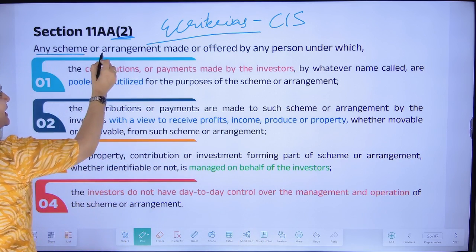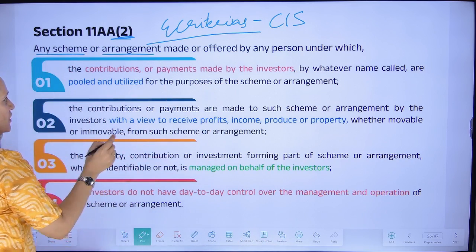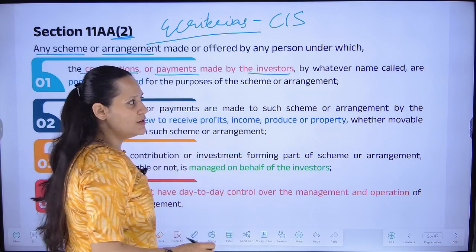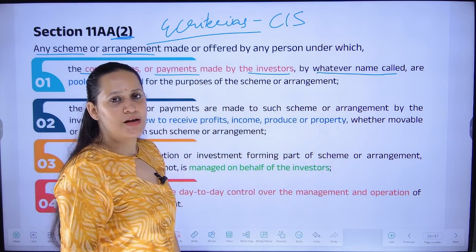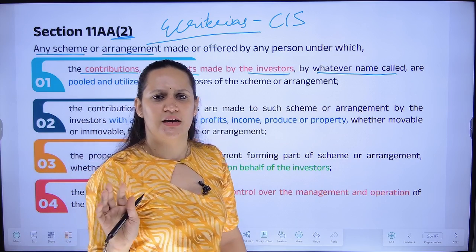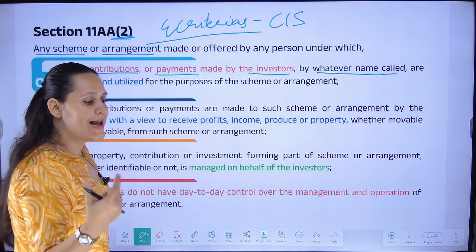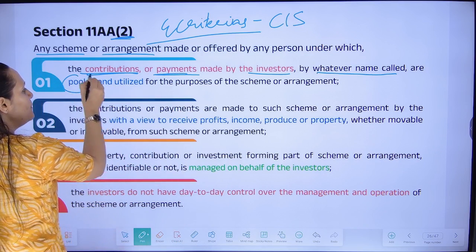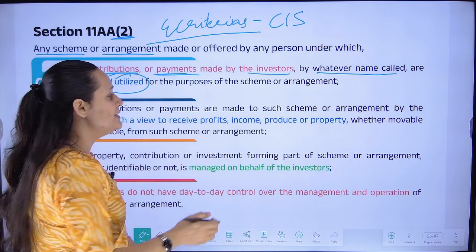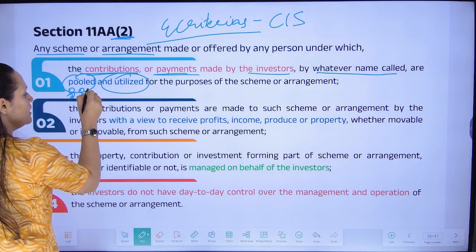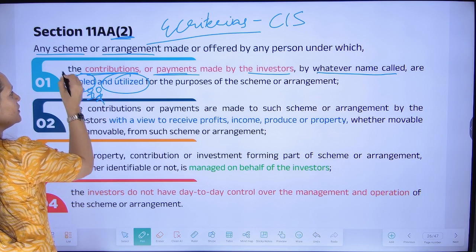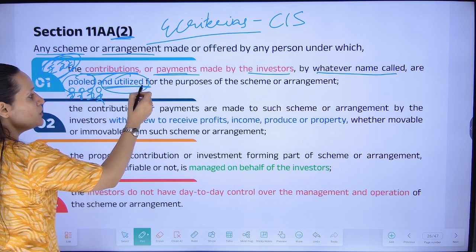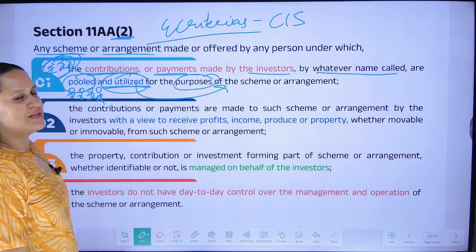So the first one: any scheme or arrangement made or offered by any person under which a contribution is received or payment is made by the investor, in whatever name you call it: subscription money, unit money, any name you say. It is any money that is paid by the investors, which is going to be pooled and utilized. Pooled means there are going to be many contributors. A lot of investors give their money, which is created as a pool of investment, and that money collected is ultimately utilized for a specific purpose specified according to the scheme details.